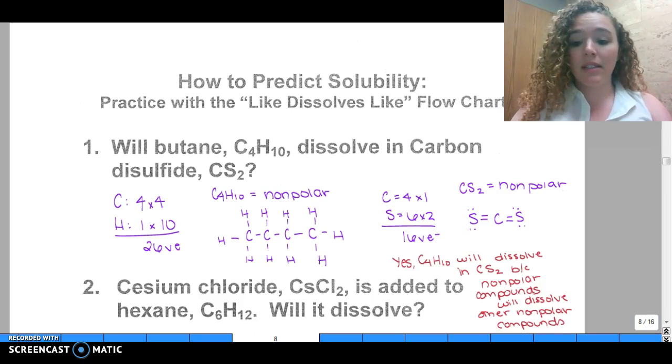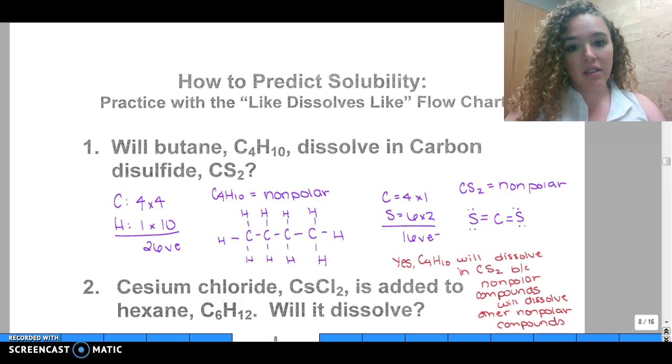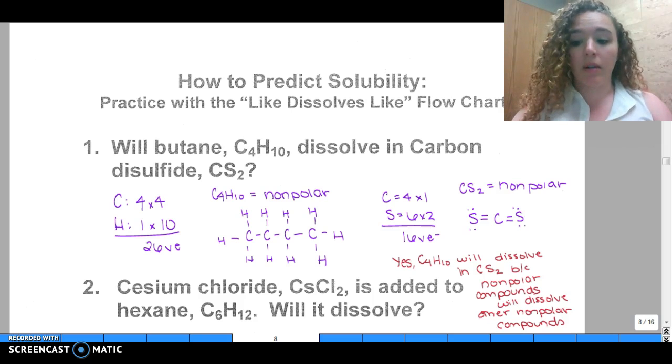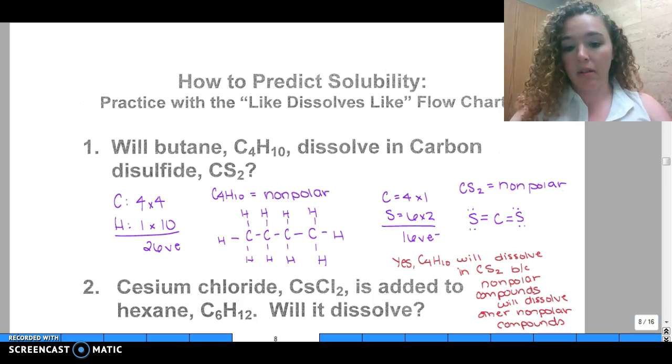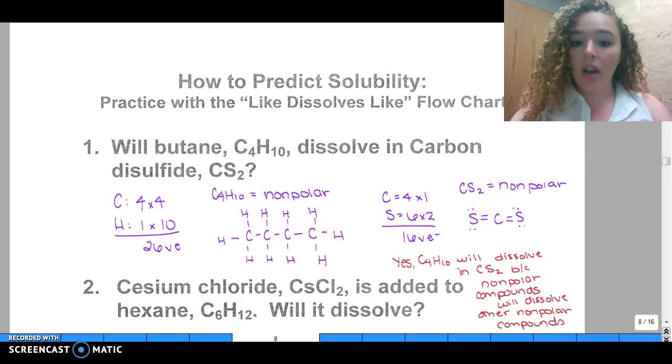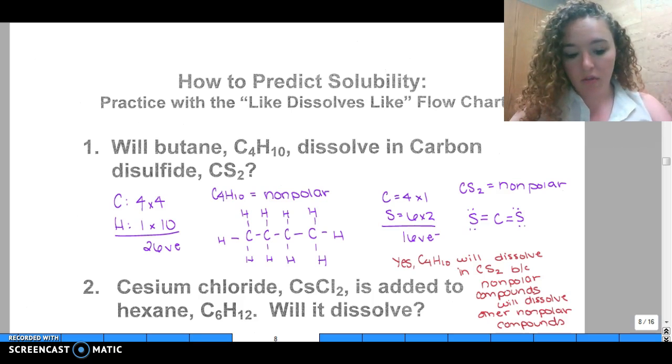So that means that yes, C4H10 will dissolve in CS2 because like dissolves like. Nonpolar compounds will dissolve other nonpolar compounds. Because they're both nonpolar, that butane will dissolve in carbon disulfide.